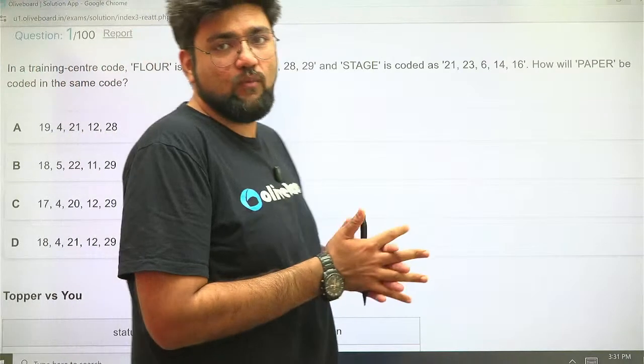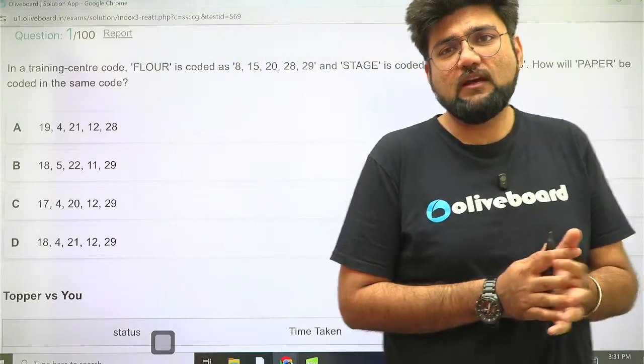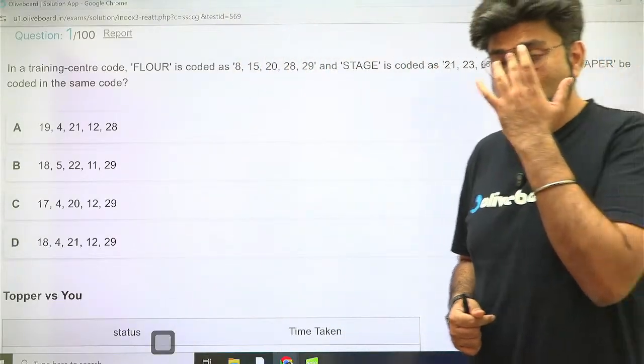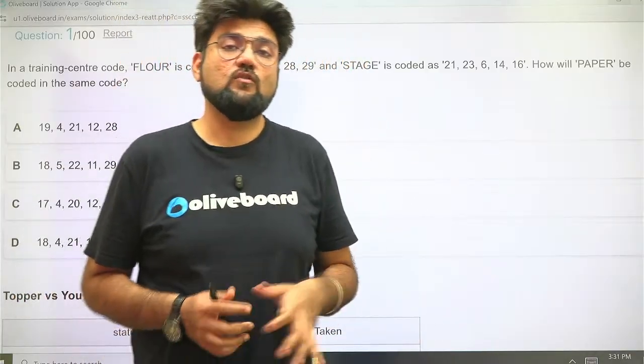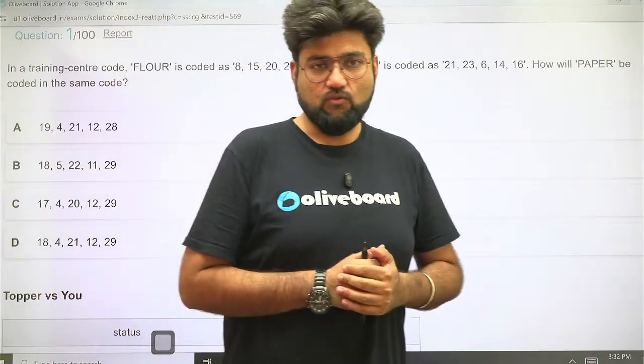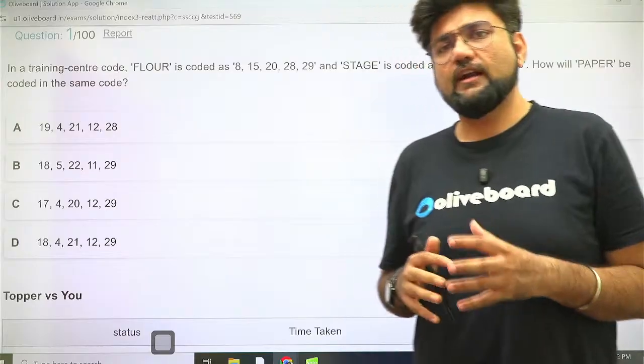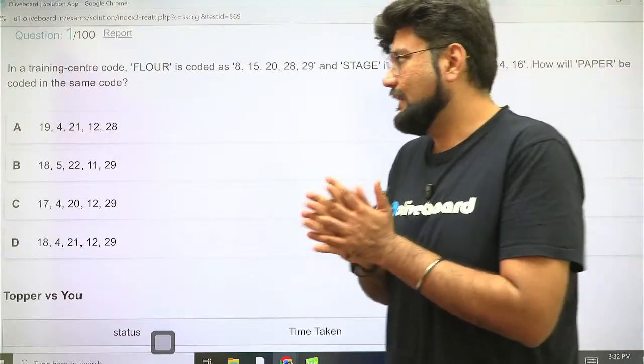SSC CGL Tier 1 live mock has been conducted on the platform, and I'm here to discuss the logical reasoning section with you in detail. This live mock also was based on the sectional timer, so hopefully you're getting good practice for it. Now let's start without delaying any further.